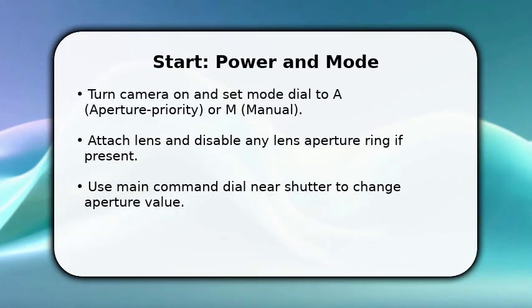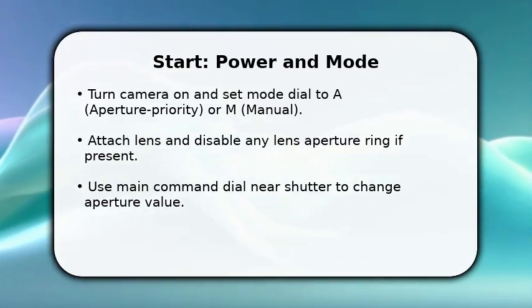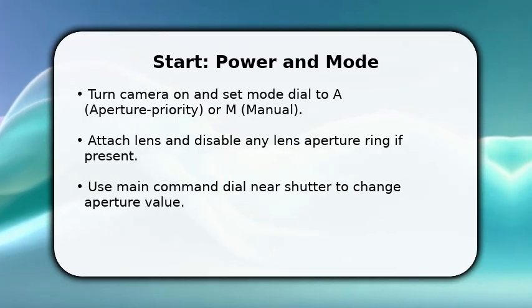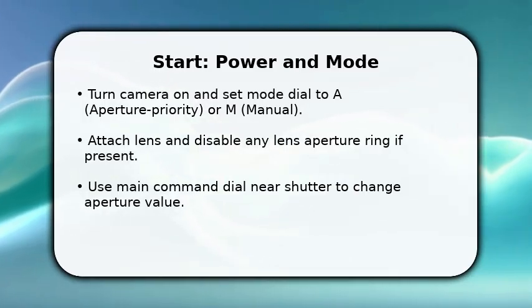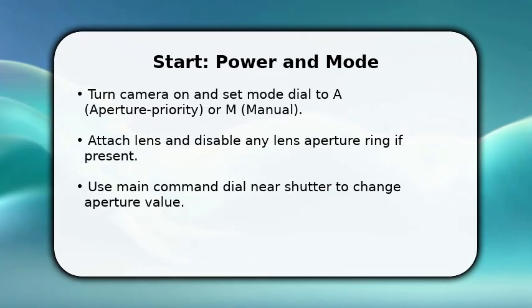Turn the D7100 on and select A for Aperture Priority or M for full control. Once done, make sure your lens is mounted and that any aperture ring is set to its smallest aperture or unlocked. Now look to the main command dial near the shutter release.